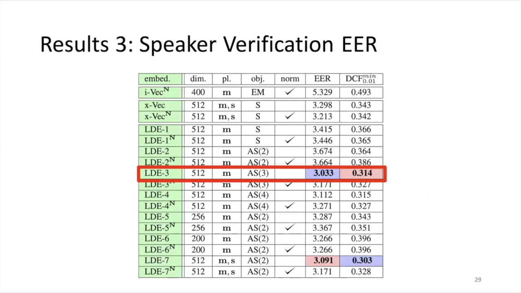These are the results of our speaker verification experiment. The first column is our speaker embedding. The second column is the embedding dimension. The third column is the pooling method, where either the mean or both mean and standard deviation vectors are pooled. The fourth column is the objective for model training. The fifth column is post-processing, whether it is applied or not. The last two columns are the objective measures for speaker verification, and the lower these numbers are, the better the systems are.